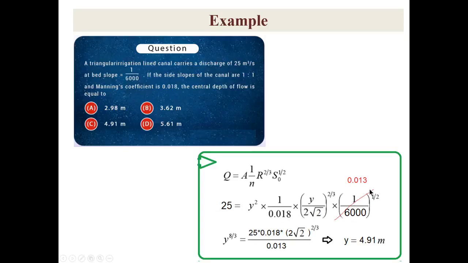As you see here, I changed 1 over 6,000 with 0.013. Therefore, y to the power of 2 times y to the power of 2/3, which equals y to the power of 8/3, will be equal to 25 times this value times this value to the power of 2/3 divided by 0.13. And from here you can find y to the power of 8/3, and finally you can get the value of y, or depth of the flow in this triangular section, equal to 4.91, as you see here.